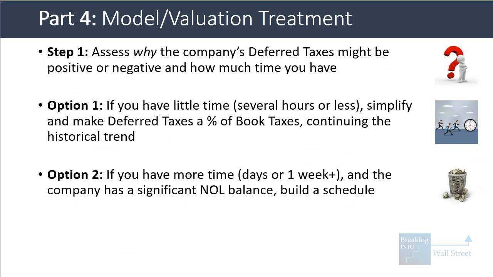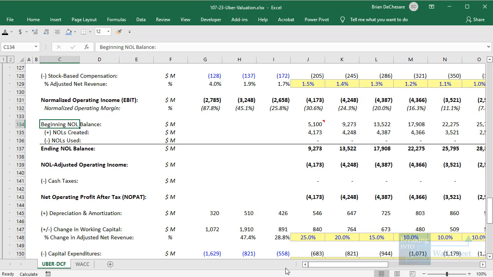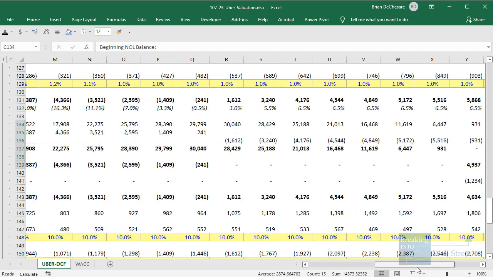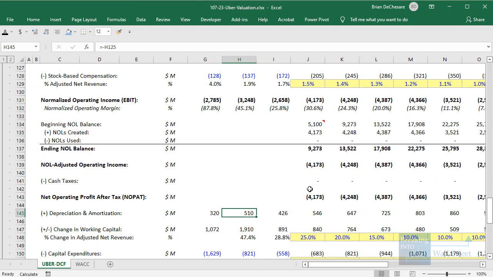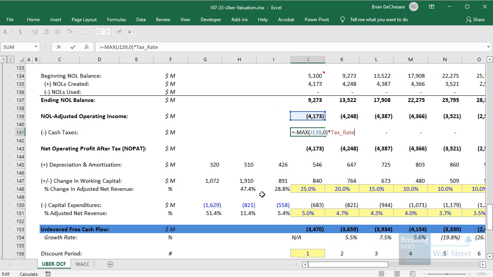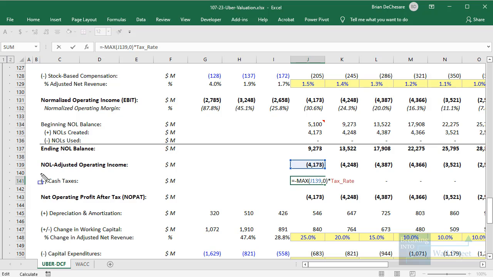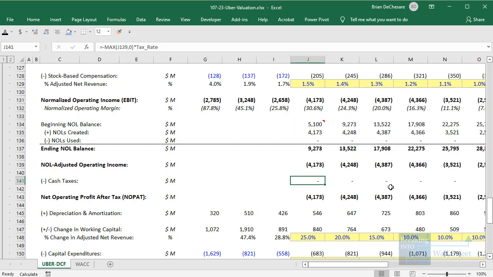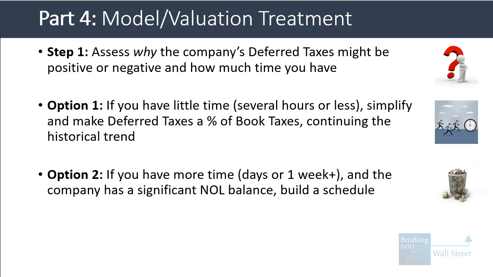If you have more time, such as several days or a week, and the company has a significant NOL balance, it is worthwhile to build a simple schedule. It's not really going to take that much extra time. You can look at some of our examples. I like the Uber example here because it shows you how to apply this in the context of a DCF. But essentially, when you have a schedule like this, you can often just skip deferred taxes and go straight to the cash tax calculation if you're going to set up an NOL schedule like this. So this is an option if you do have more time and NOLs are more significant for the company.